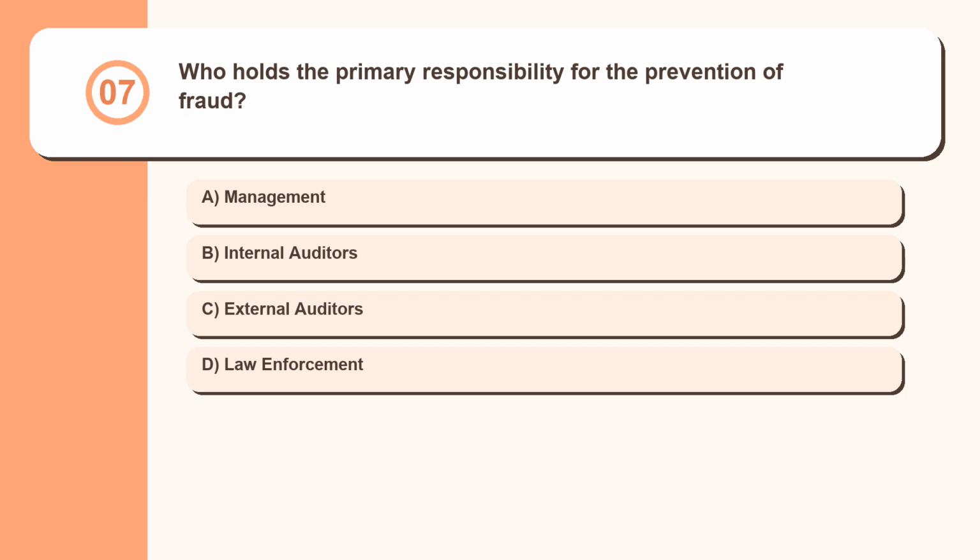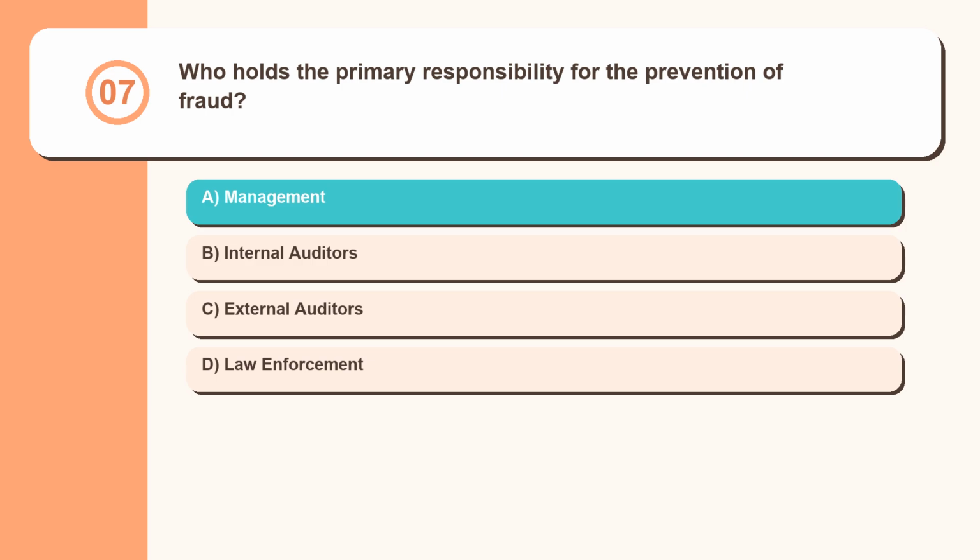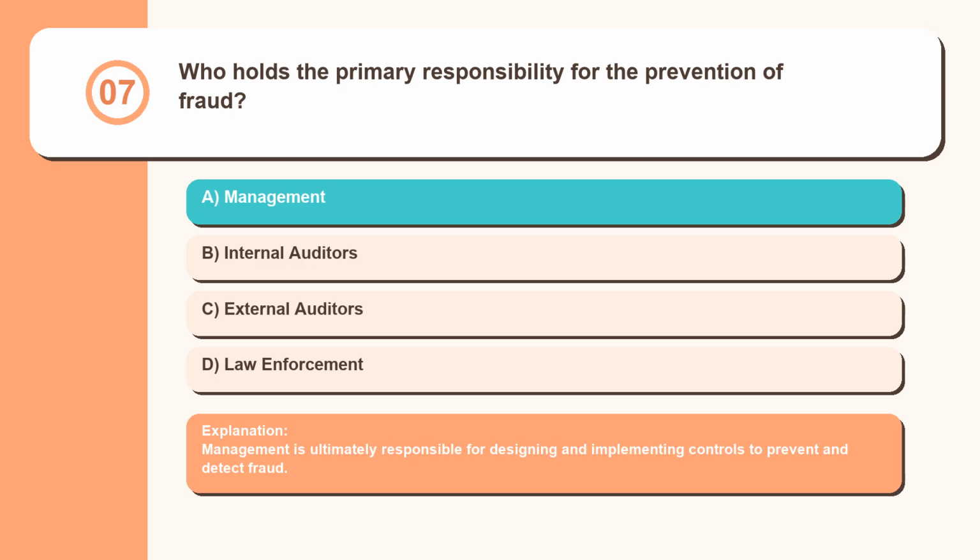Question 7. Who holds the primary responsibility for the prevention of fraud? Management, internal auditors, external auditors, law enforcement. Management is ultimately responsible for designing and implementing controls to prevent and detect fraud.